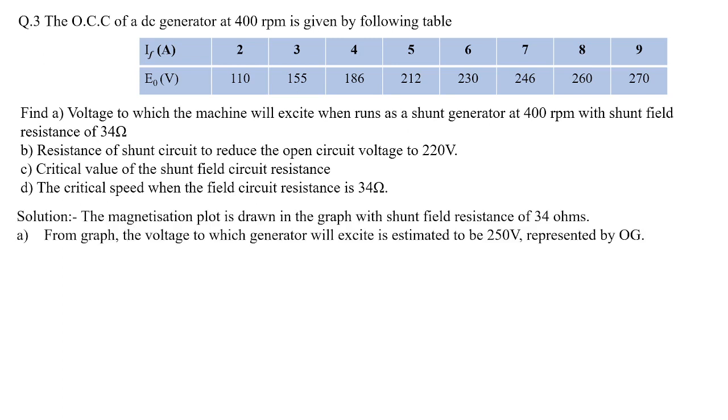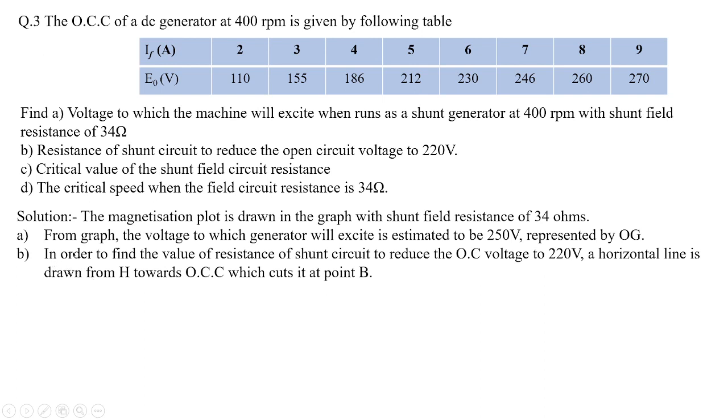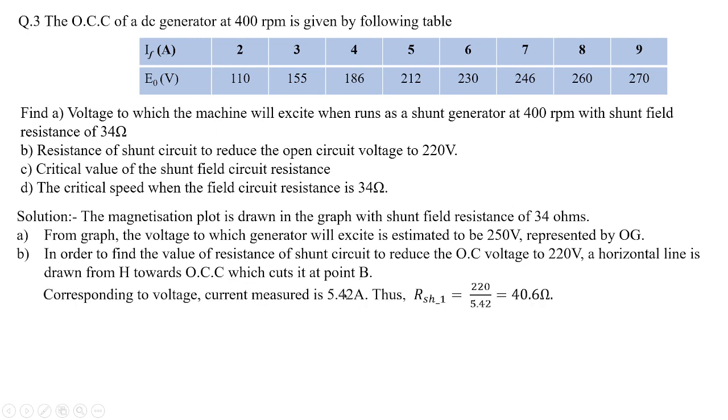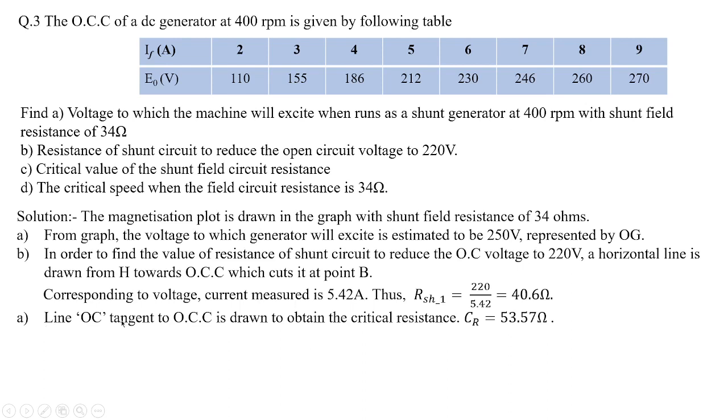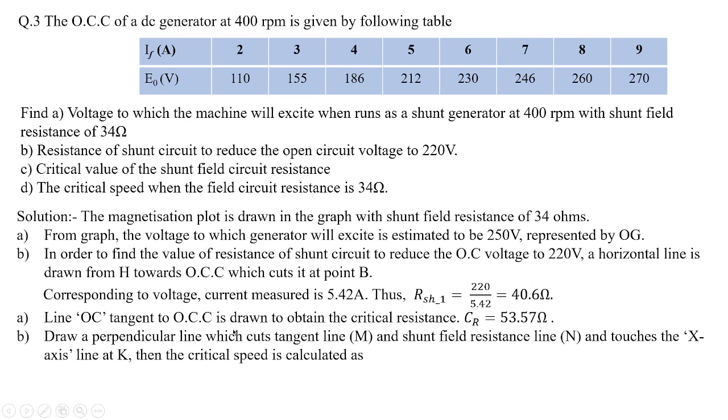So in this problem we have seen that the voltage to which the generator will excite is 250 volts, and in order to find the resistance of the shunt circuit to reduce the open circuit voltage to 220 volts, a horizontal line is drawn from H towards OCC, which cuts it at point B, corresponding to 5.42 amperes. We got the shunt resistance as 40.6 ohms. A line OC tangent to OCC is drawn to obtain the critical resistance, which is 53.57 ohms.